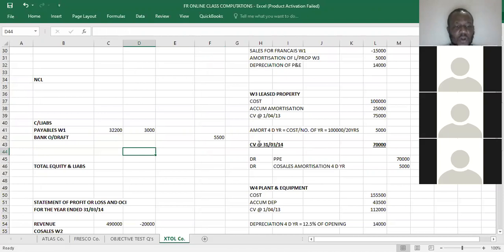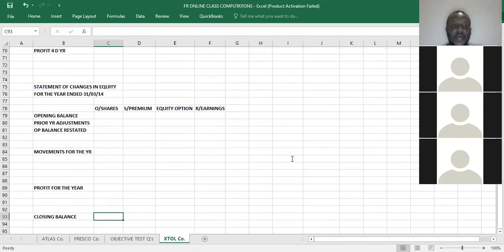Note 3. XTOL made a fully share capital for every 2 new shares at 60 cents. The issue had been fully recorded in the trial balance, so we already have that value. So we can be comfortable that our equity and share premium in this question are as given. We have 56,000 and 35,000.